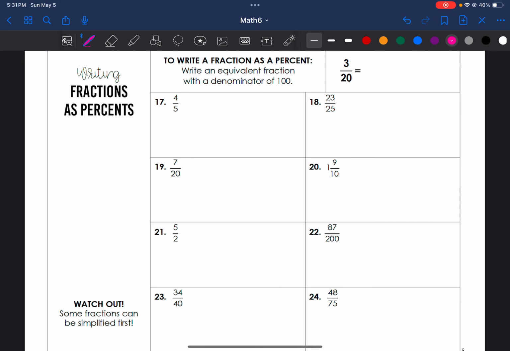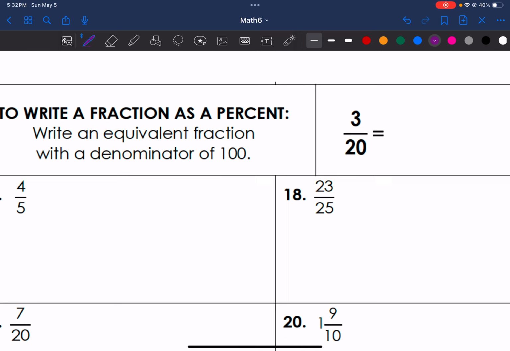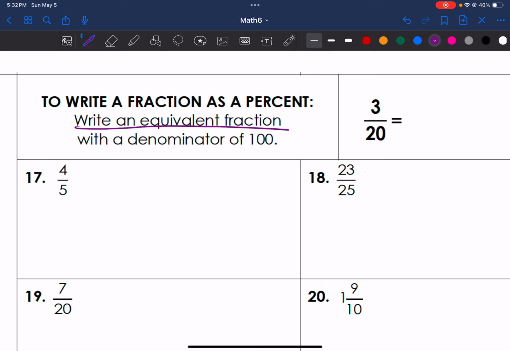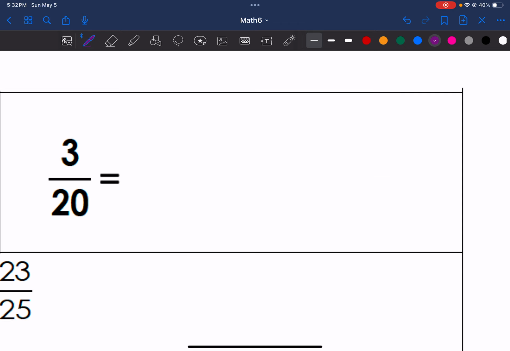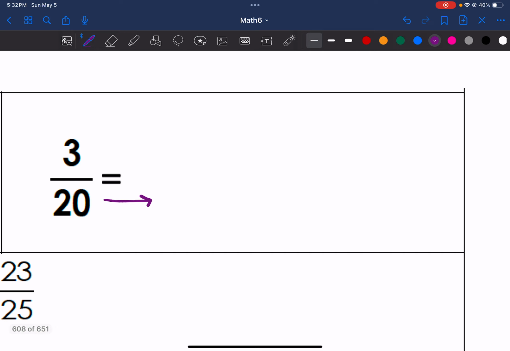There we go. We want to write a fraction as a percent. We're starting with the fraction. You want to make an equivalent fraction. Hey, didn't ratio set us up for this? We want to make it so it's equivalent to 100 in the denominator. So we have 3/20 as our example. We want to make this denominator 100.